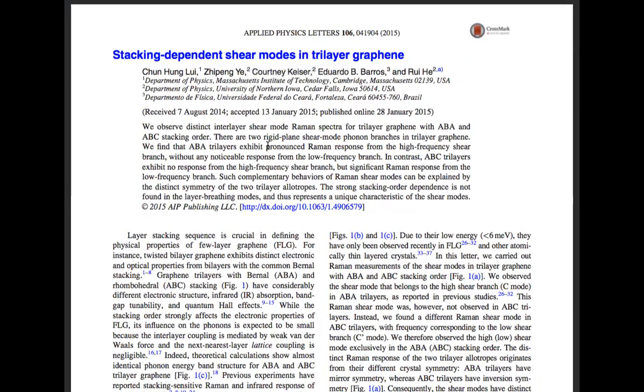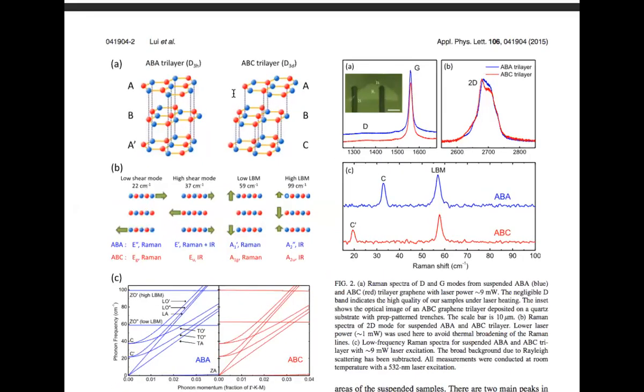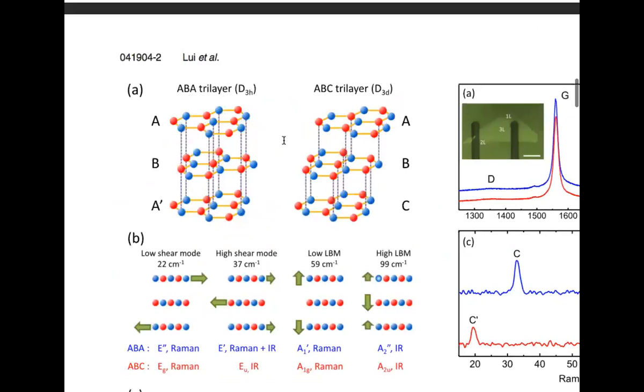So let me introduce what the shear mode is. This is two kinds of trilayer graphene. You have a single layer graphene here, which is hexagonal.